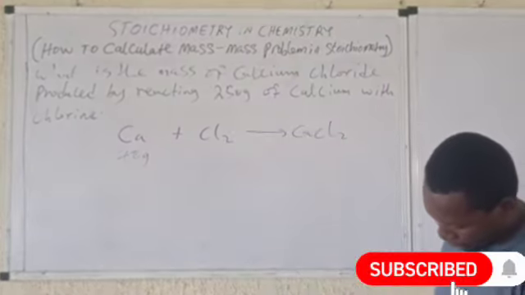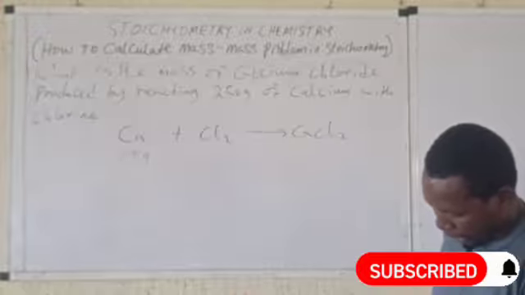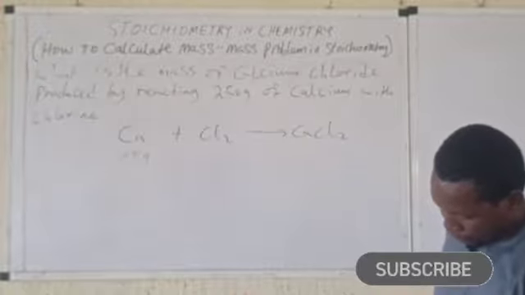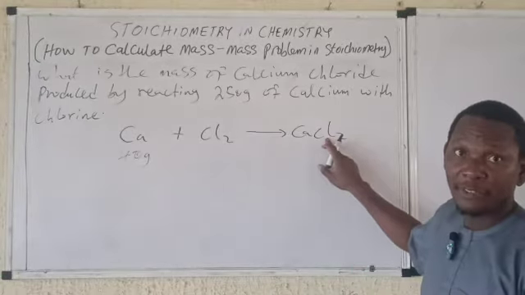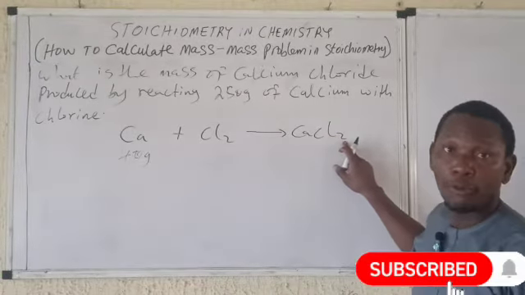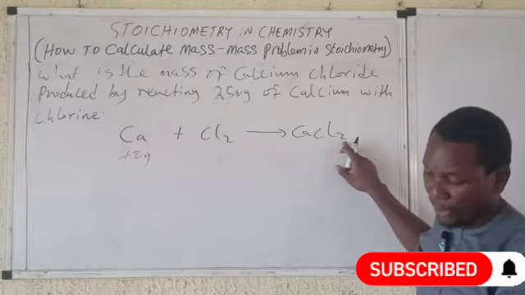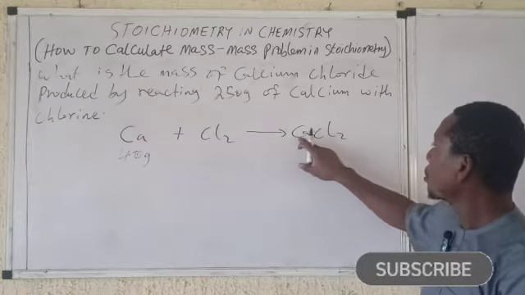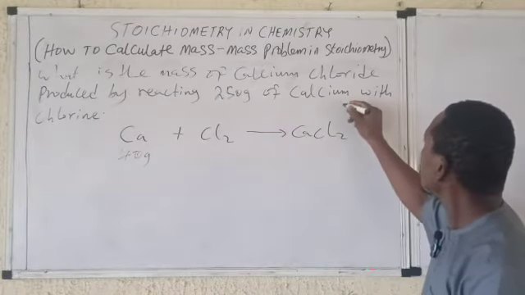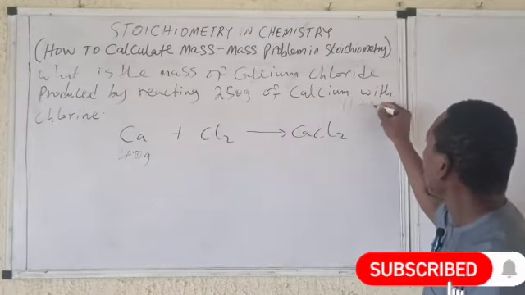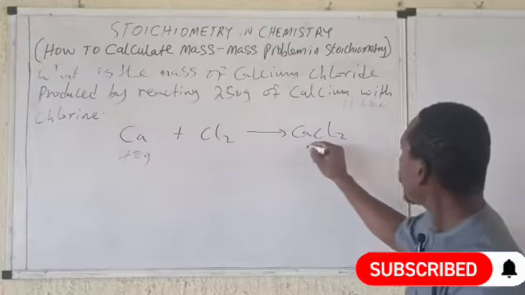Okay. So now have 35.5 times 2 plus 40. Remember, the molar mass of this is 35.5. Since we have 2 atoms of chlorine, I multiply by 2, 35.5 times 2. Then the molar mass of this is 40. So if you add it together, which is 71 plus 40, you have 111.